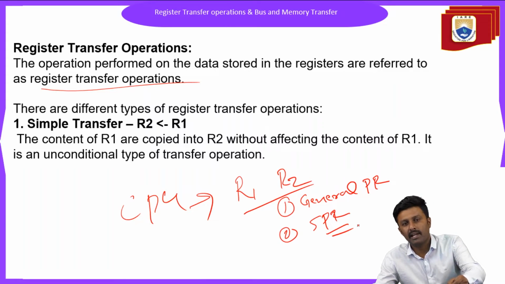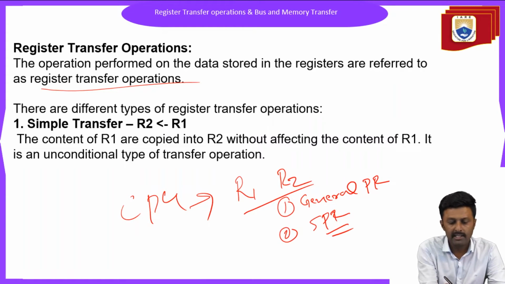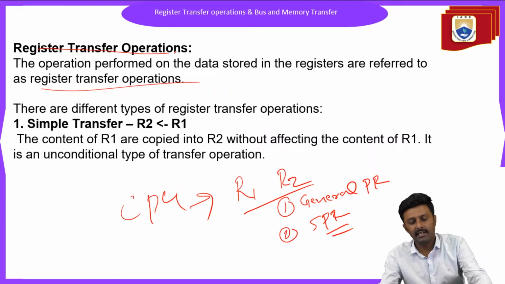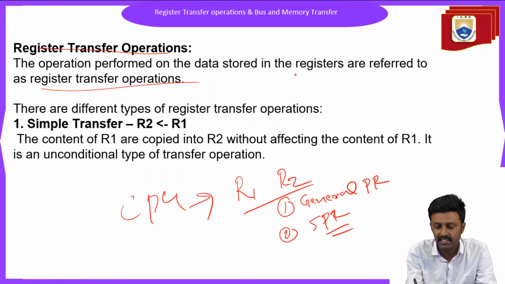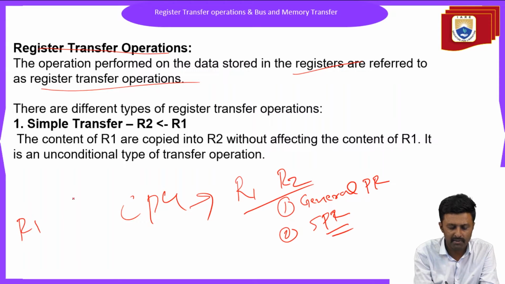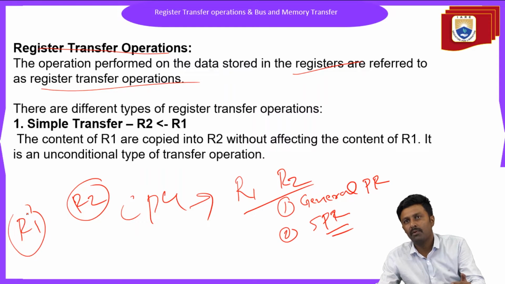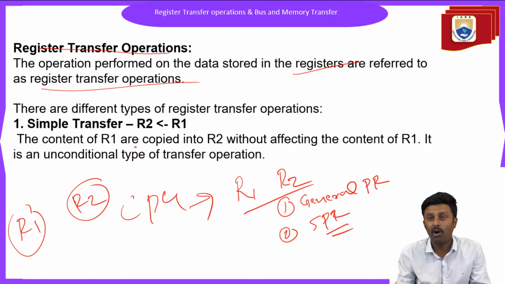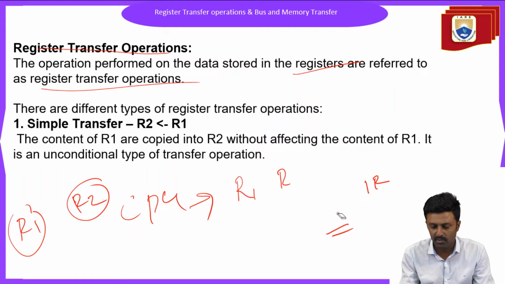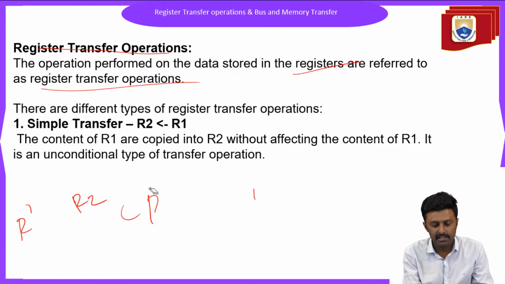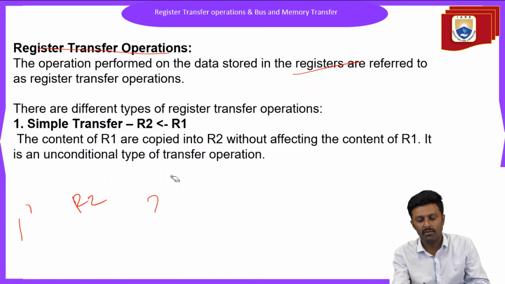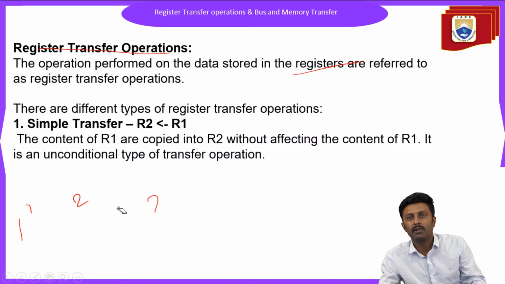In the register transfer operations, the data is stored in registers. Let us say there are two registers, R1 and R2. The operations performed on the data stored in the registers, with the help of these different types of registers available, are called the register transfer operations. In this, we will see one by one the different types of operations that are used.